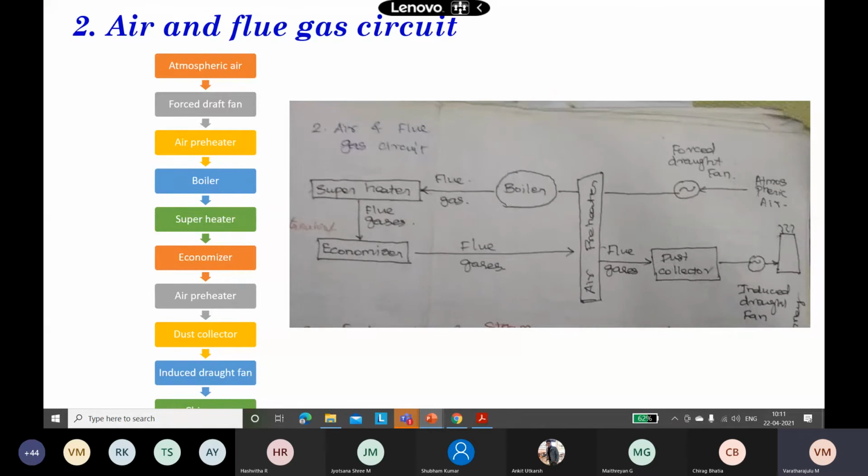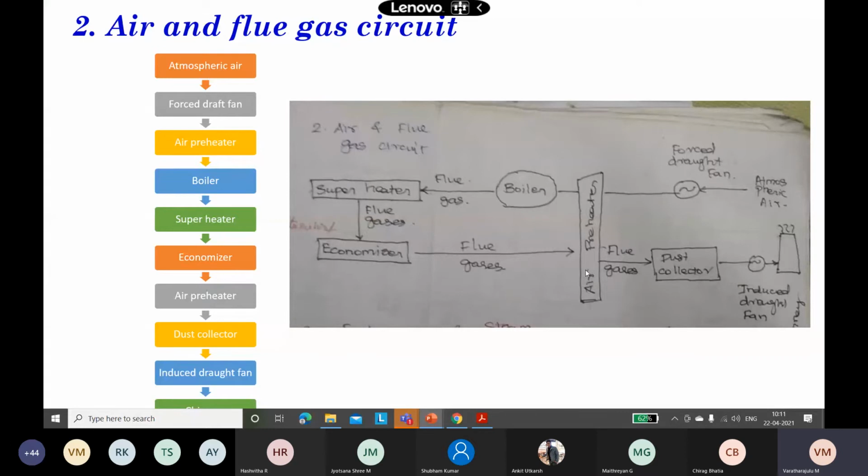That was with the aid of the heat energy in the flue gas we are utilizing in the superheater, and then it was passed to the economizer. As I said earlier, the economizer is an arrangement which preheats the water. When the water is entering the boiler, it was preheated. Then it was sent to the air preheater.